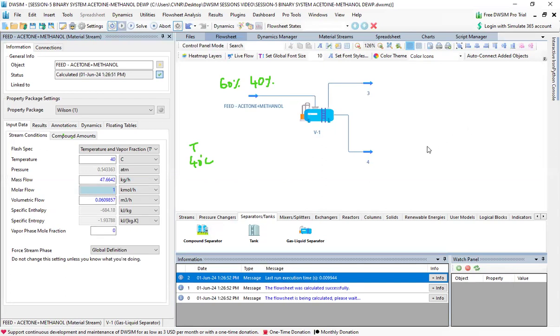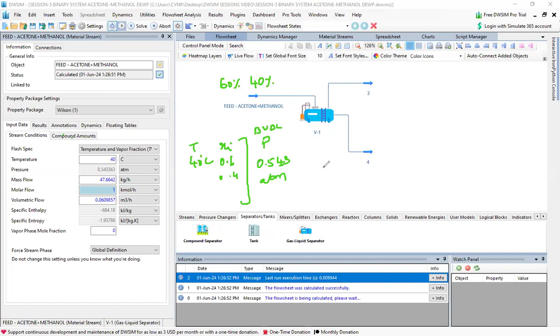One scenario now: temperature is known and Xi is known, that is 0.6, 0.4. And we found pressure to be 0.543 atmosphere. So temperature and liquid composition known, this is known as bubble point pressure calculations. This is number one. Okay.